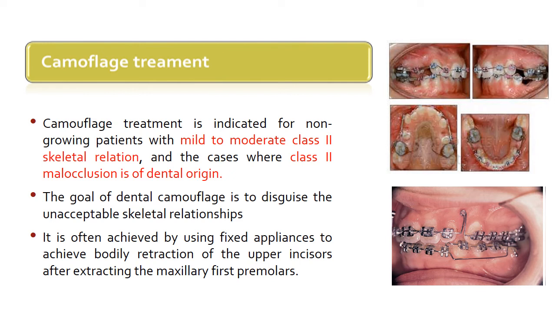Sometimes, if a child has a moderate to severe class 2 skeletal pattern, we may consider using a combination of the two approaches, the growth modifying approach and the camouflage treatment. So we will start the treatment at the late mixed dentition, and the patient will wear the functional appliance until the jaw relationship is corrected. Then he is going to be shifted to the camouflage treatment, and we will extract the upper premolars and retract the anteriors to have the perfect results.